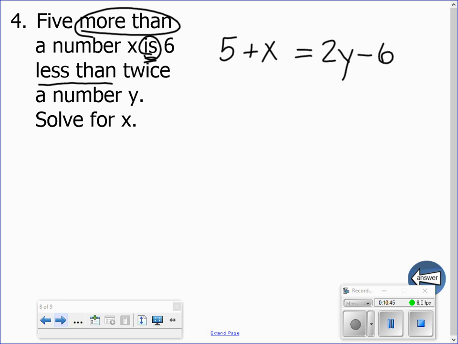We have 2 variables here and it wants us to solve for x. So in solving for x, what we would do is subtract the 5 from both sides. x is now by itself, and we have 2y minus 11. Here we have like terms, we can combine the constants, and so x equals 2y minus 11. This is our literal equation.